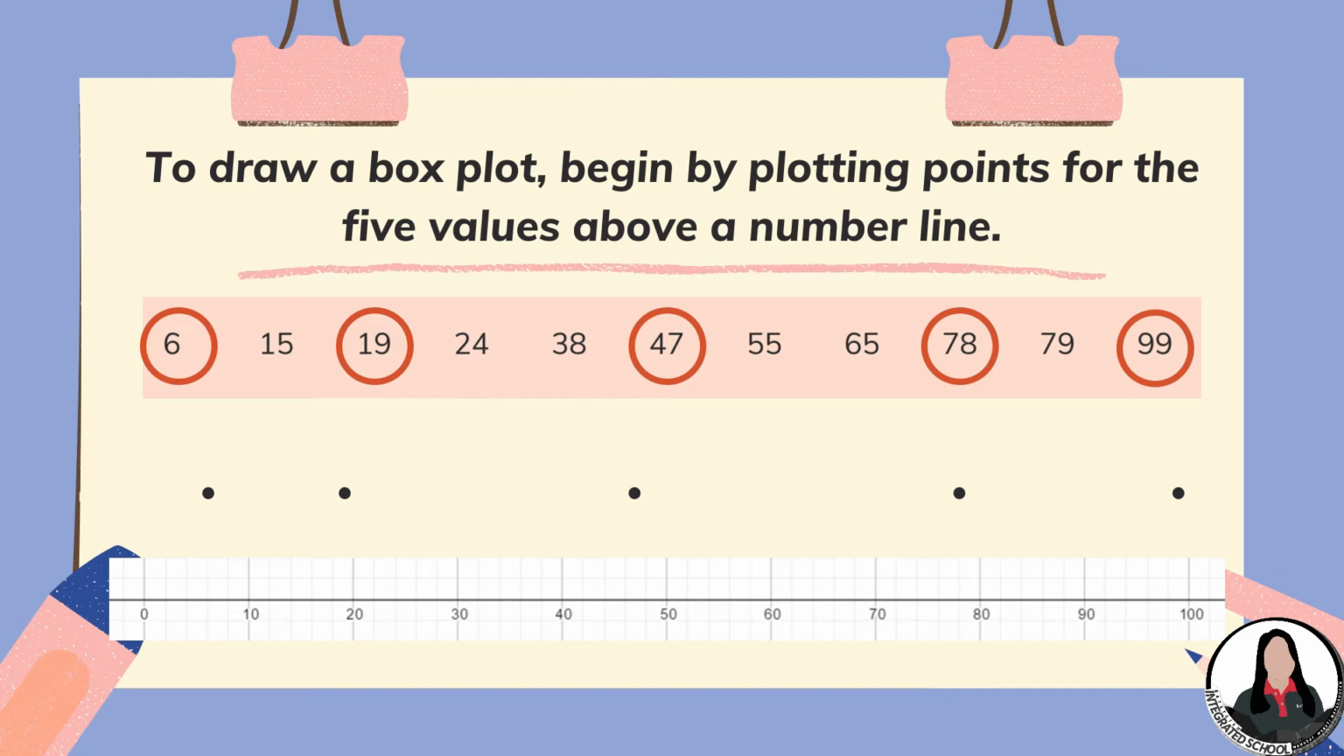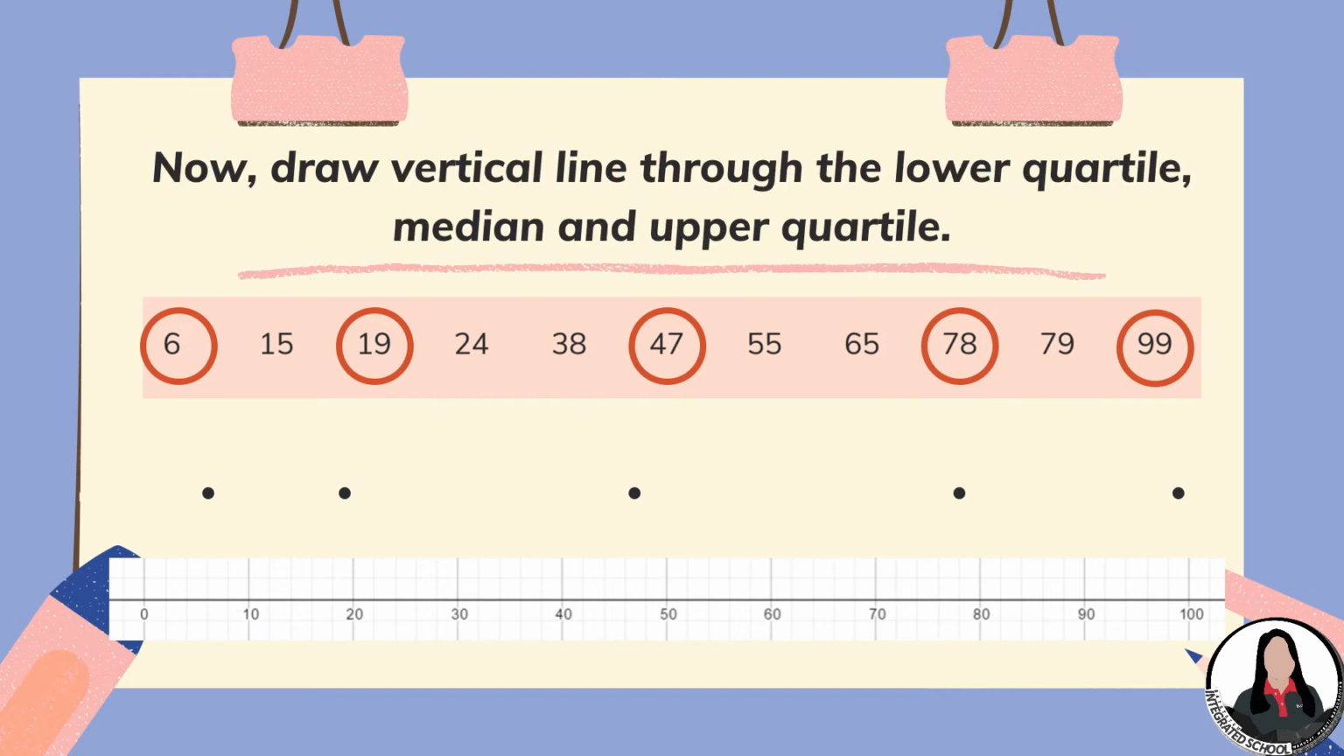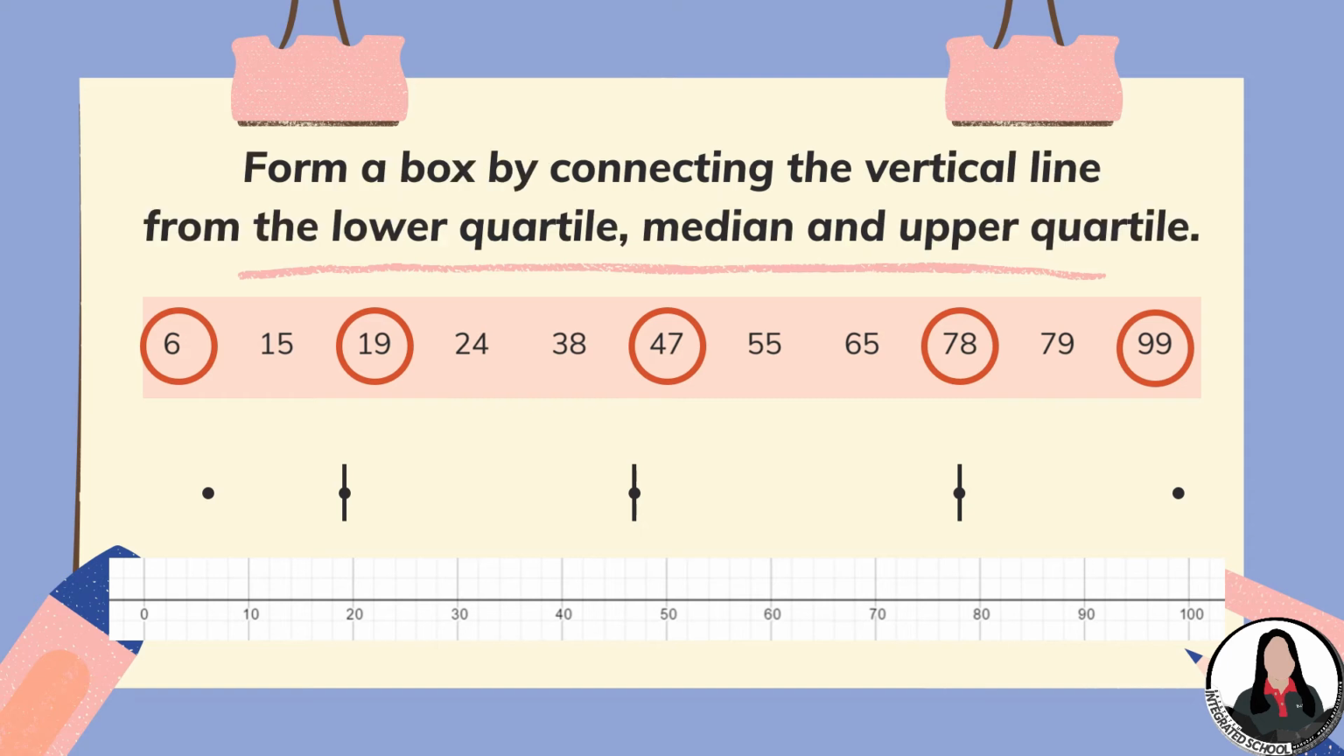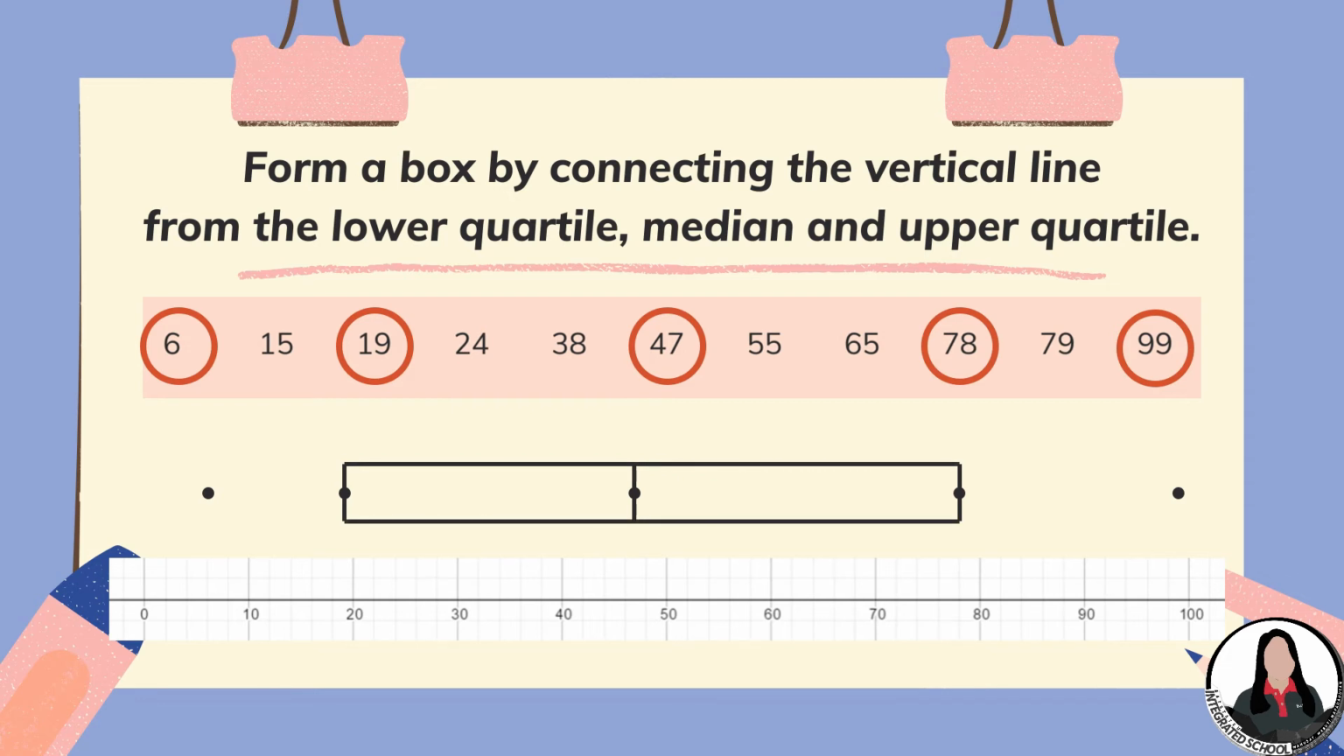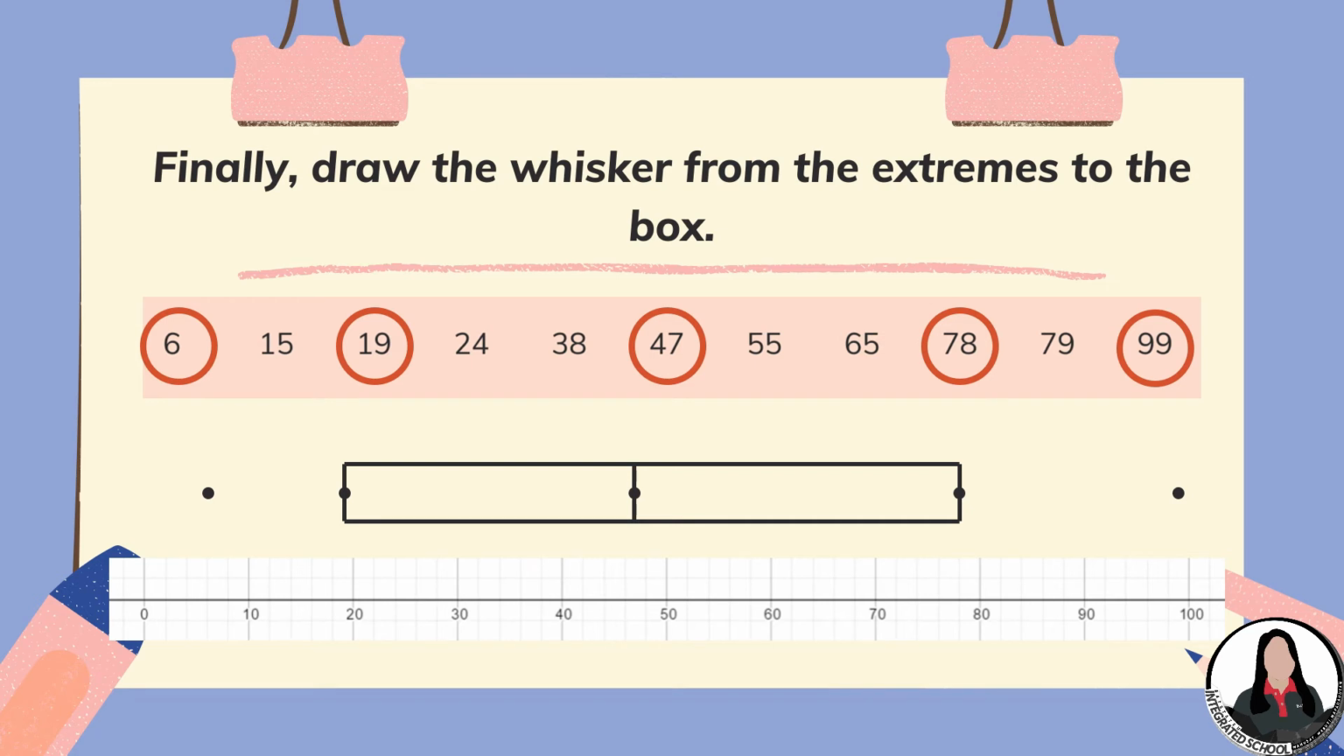As you can see, my plotting is aligned with the values of our number line below. Next, we have to draw a vertical line through the lower quartile, median, and upper quartile. The lower quartile is 19, the median is 47, and 78 is the upper quartile. Then, to form a box, we have to connect the vertical lines from the lower quartile, median, and upper quartile. This is what it will look like. So now you can see a box, right? Finally, draw the whiskers from the extremes to the box.